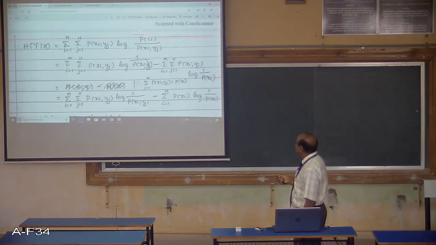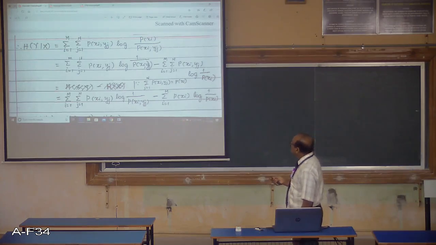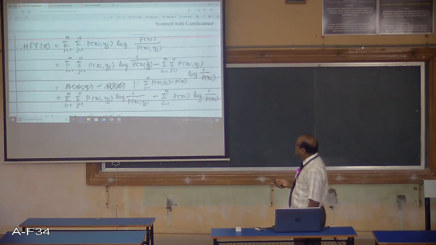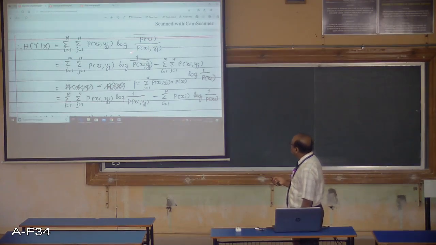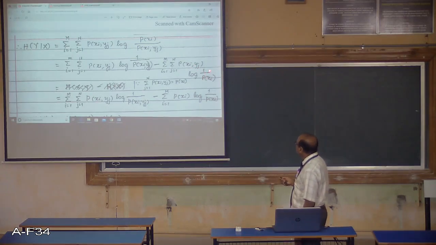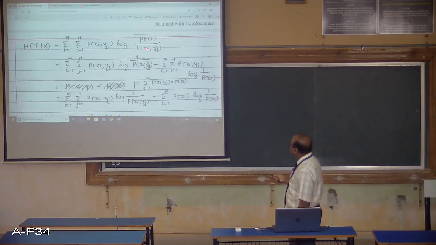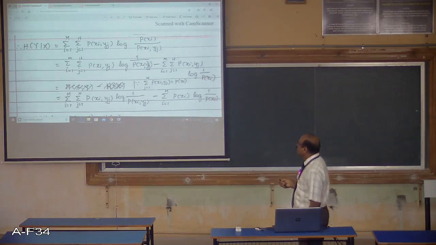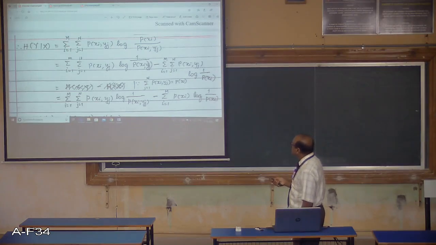p(xi) divided by p(xi, yj), and then this is like log a by b, where a is 1 divided by the joint probability and b is 1 divided by p(xi). So this ratio log a by b can be split into log a minus log b, and the summation is split into that a and b. This is the relation for log a minus log b.